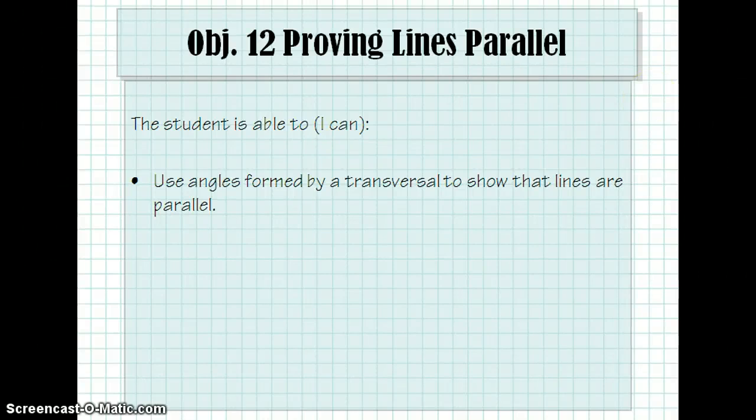Okay, proving lines parallel. Essentially, this is going to be using what we've learned about parallel lines and their angles, and we're going to say, okay, well, if we know certain things about angles, then we can tell certain things about the lines that form them.